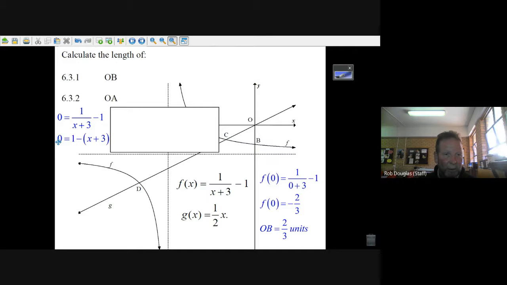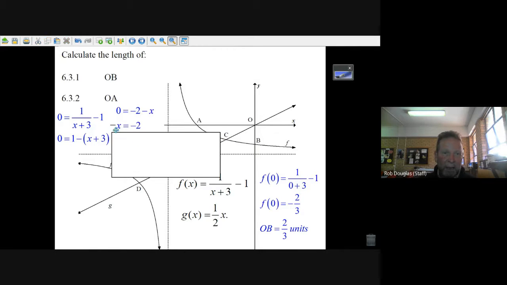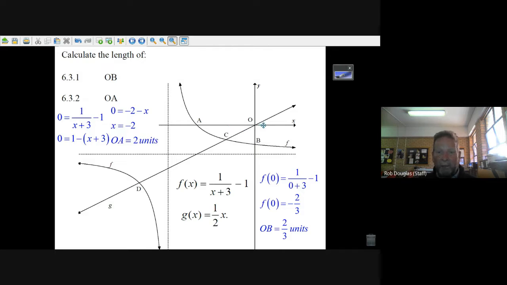0 times x plus 3 is 0. 1 over x plus 3, if I multiply by x plus 3, just is 1. The x plus 3 cancels. And then minus 1 times x plus 3. Well, 1 minus 3, that's minus 2, and then there's minus x. I just add the x to the other side, and I get x equals minus 2. Well, the coordinate is (−2, 0), but the length is 2 units. So the whole length is 2 units.